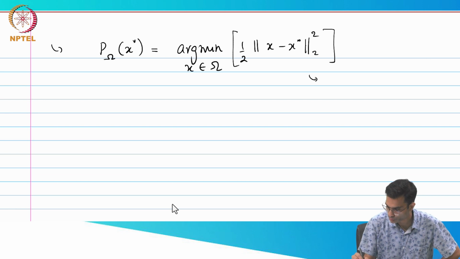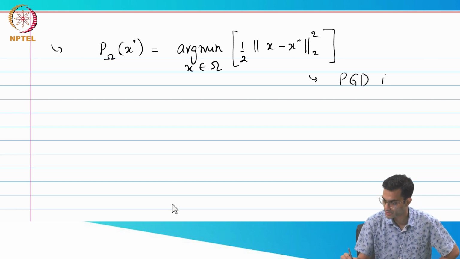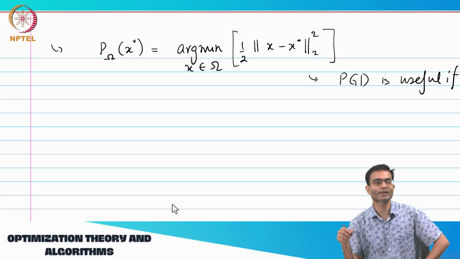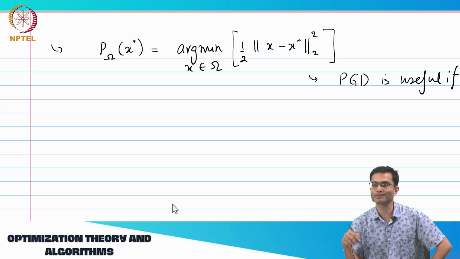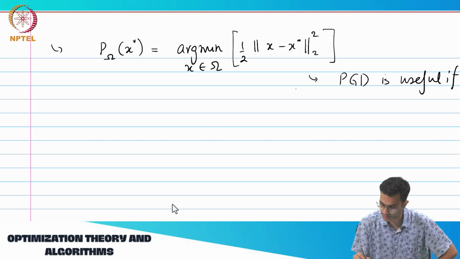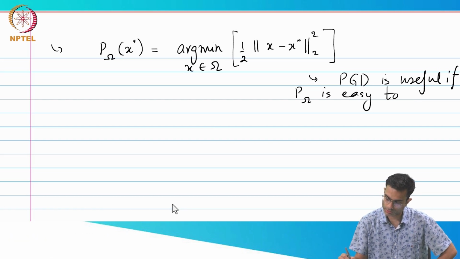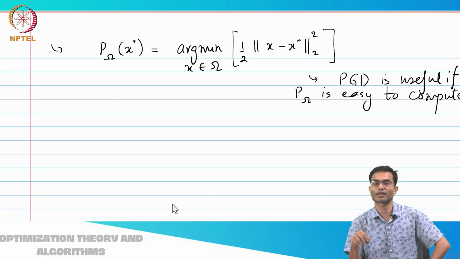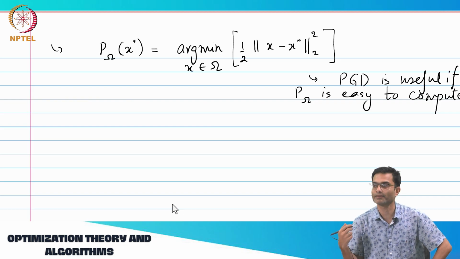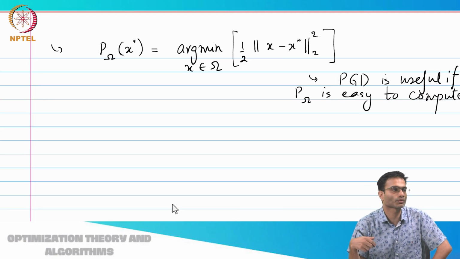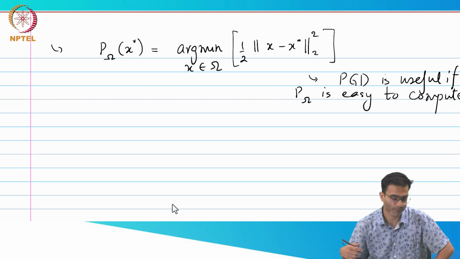So we'll just make a few notes. PGD is useful only if the projection operation is easy to compute. Right? So only if P omega is easy to compute. It can often happen that the projection operation itself is very difficult or resource intensive, in which case you should not use this algorithm. Okay.